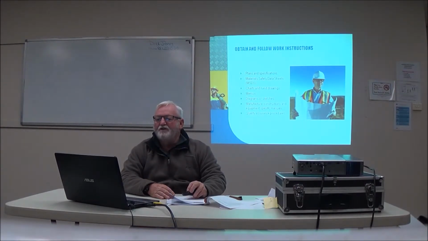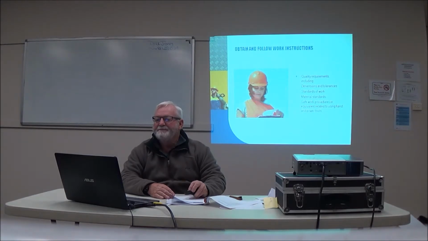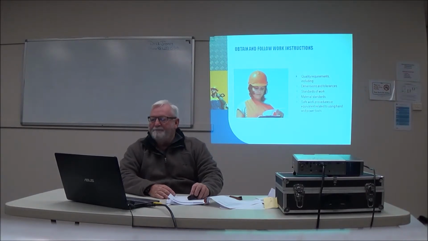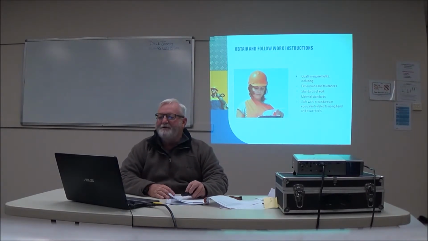Obtaining work instructions, we talk about plans and specifications. We talk about material safety data sheets, which are called MSDSs. We talk about charts and hand drawings. We talk about memos. We talk about diagrams or sketches. And we talk about manuals, instructions and equipment specific manuals and quality assurance procedures. We talk about quality requirements, which includes dimensions and tolerances, the standards of work required, material standards, safe work procedures or equivalent relating to hand and power tools.